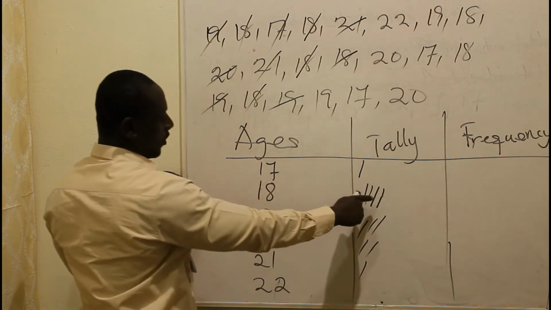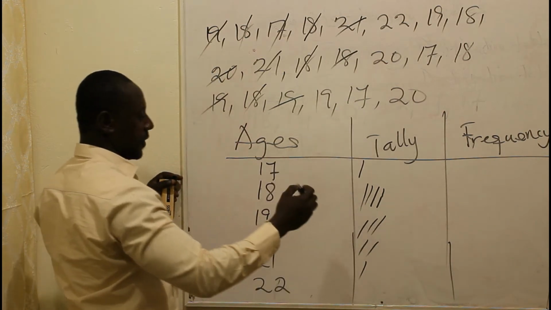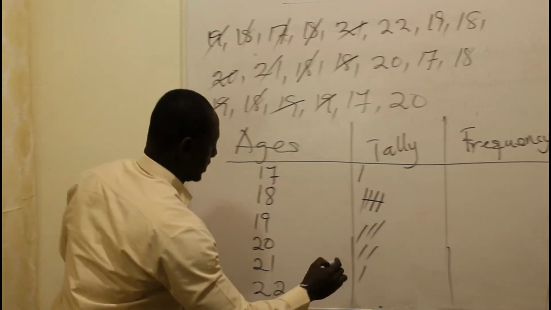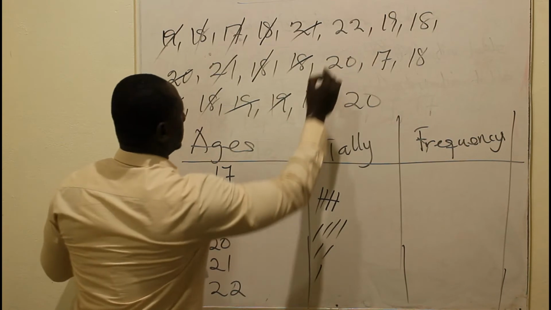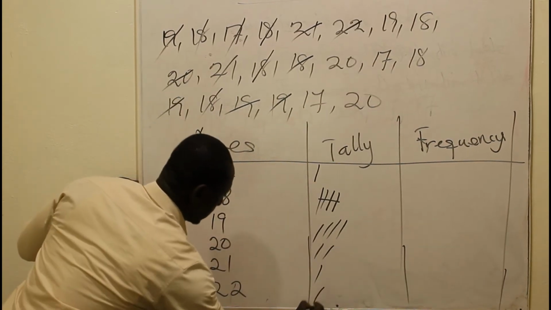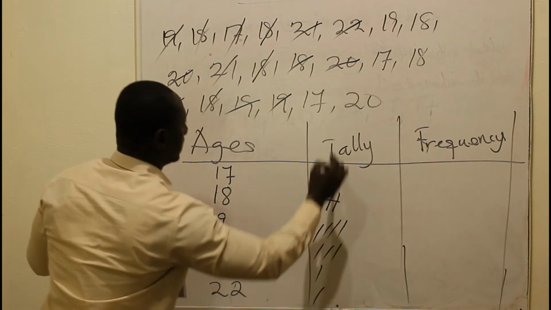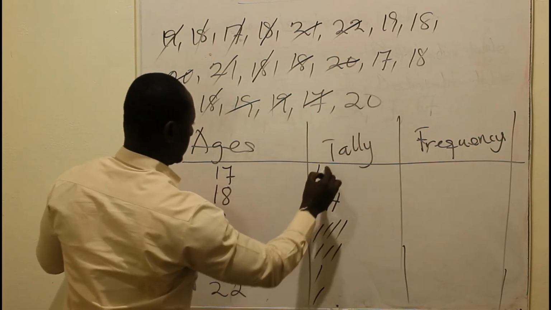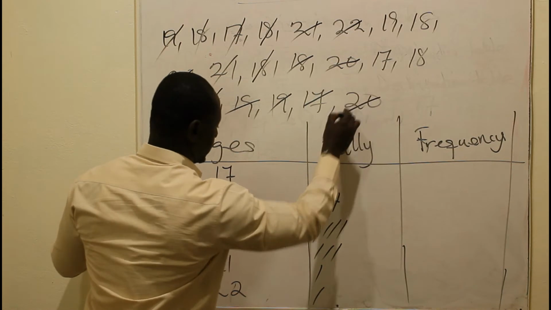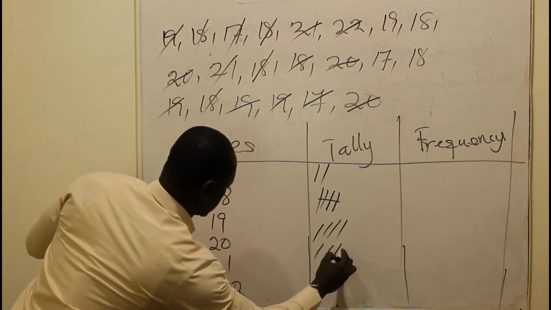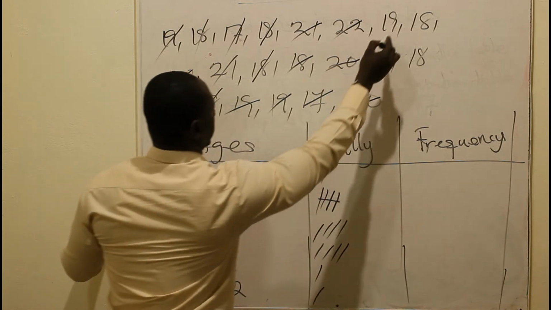Now I've gotten 4 of the 18s. So the 5th one, I'm going to cross it in this way. 19. I'll have this. 22. The last one. 20. I have it here. 17. Like this. 20. Also in this way. Then 19.